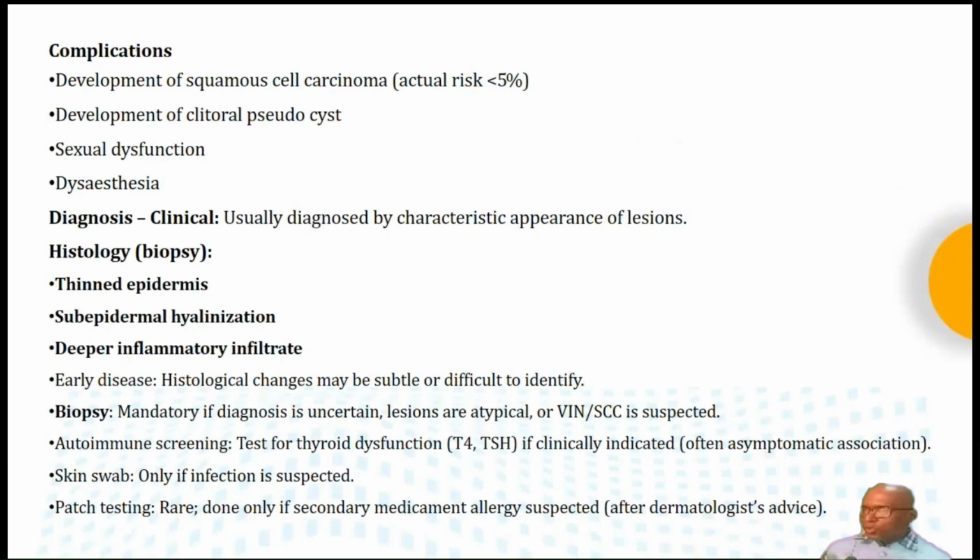In early disease, histological changes may be subtle and difficult to identify. Biopsy is routinely not required, but it is required when the diagnosis is not certain and the lesion is atypical, or if you suspect VIN or squamous cell carcinoma, which is also a complication of lichen sclerosus. In these cases, you have to do a biopsy. Then autoimmune screening, because this condition is associated with other autoimmune disorders, so you will do screening for thyroid dysfunction, T4, TSH, and if clinically indicated, other asymptomatic associations are also known.